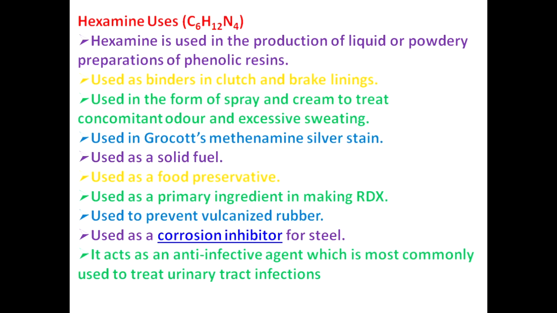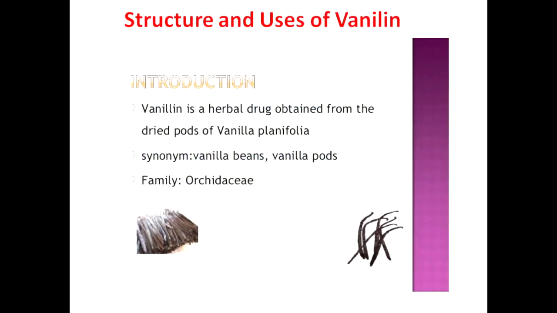Furthermore, it is also used as a corrosion inhibitor for steels. When steel is treated with hexamine, corrosion will not take place. It also acts as an anti-infective agent, most commonly used to treat urinary tract infection. So hexamine is used as an anti-infective for urinary tract infection.